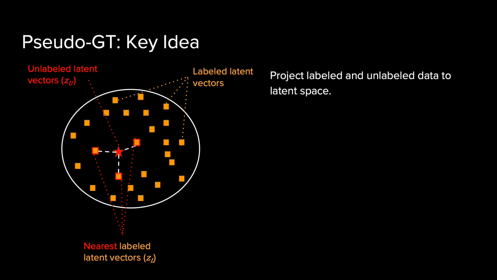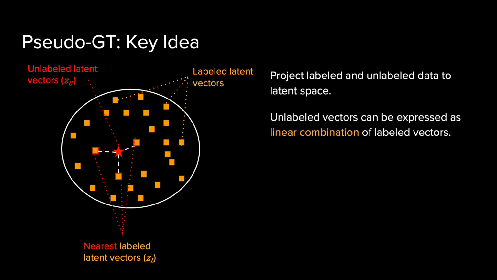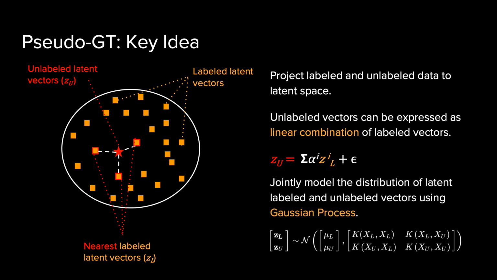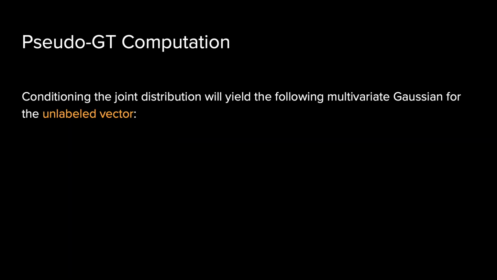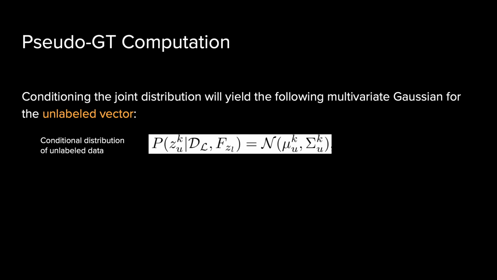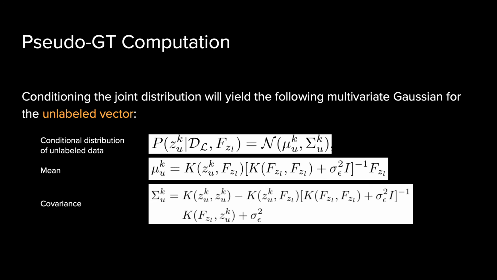The key idea behind the pseudo ground truth computation is that we can express the latent space projections of the unlabeled data as linear combinations of the predictions of the labeled data. With this formulation, we can model the joint distribution of the labeled and unlabeled latent space vectors using Gaussian processes. Conditioning this joint distribution on labeled latent vectors will yield the following multivariate Gaussian for the unlabeled vectors. The mean and the covariance have the following closed form solutions. In our approach, we use this mean as the pseudo ground truth as supervision for the unlabeled data.